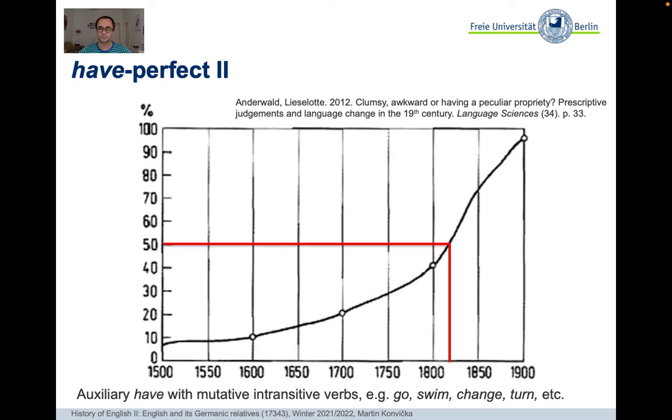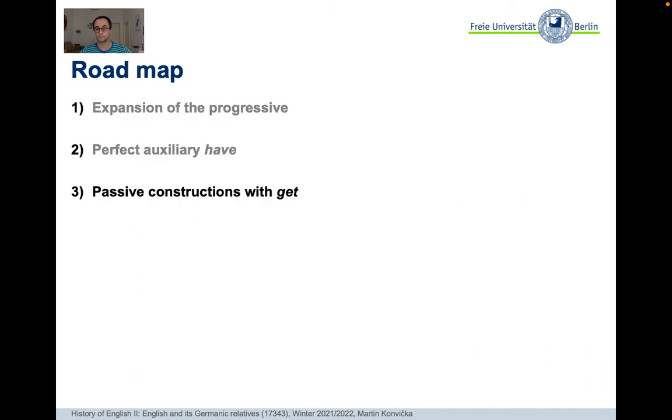But this changes approximately in the first third of the 19th century. And from there until the end of the 19th century, until the end of the late modern English period, we see a steep rise. And at the end, around 1900, we see that almost all mutative verbs are used with the auxiliary have.